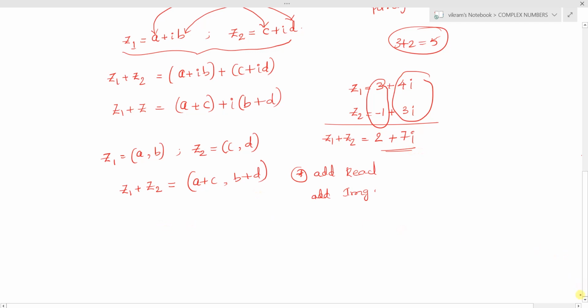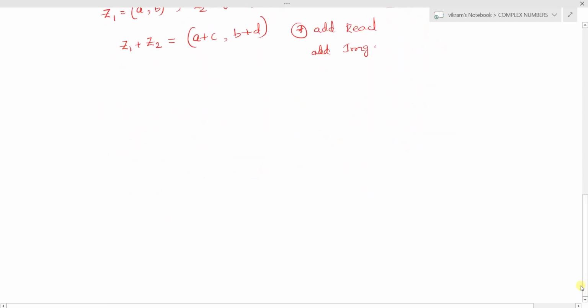Then moving to the subtraction of two complex numbers. So now I am considering z1 equals again a plus ib, z2 equals c plus id.